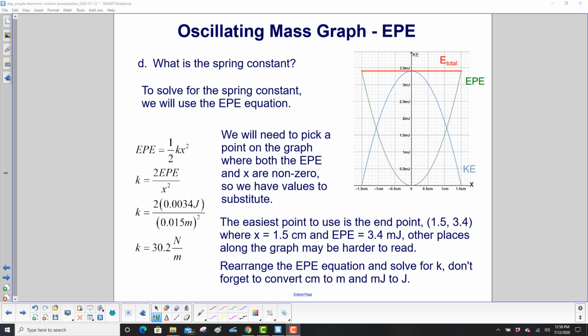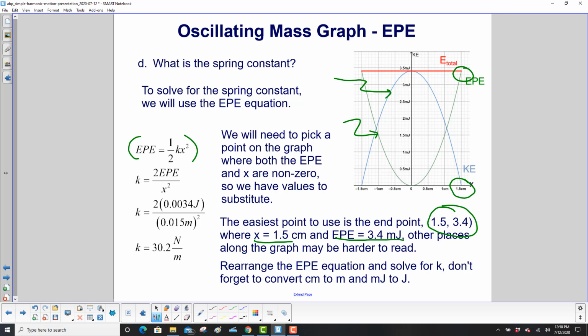What is the spring constant? We're going to use the EPE equation, and we want to pick a point where at least one of the values is right on one of the lines. And fortunately, we have here at 1.5 centimeters, the EPE is 3.4. And you know what? You didn't even have to read it off the chart, because we knew that the total energy is 3.4. So X is 1.5 centimeters, EPE is 3.4 millijoules.